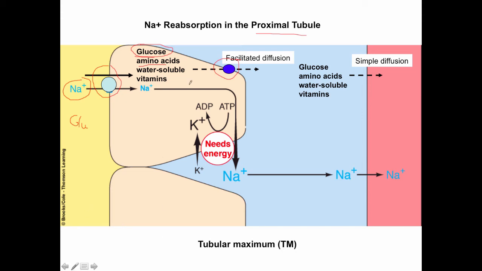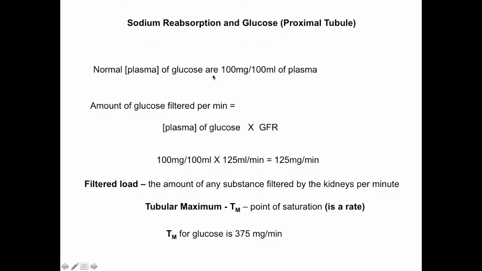So for these substances that are reabsorbed through mechanisms that use transporters, we have this concept called a tubular maximum. Okay? The tubular maximum is a rate, which is very important to keep in mind. It represents the maximal, so let's use glucose as our example. Tubular maximum is the maximal rate of glucose reabsorption. Okay? And it's limited by our available transporters. Okay, so for glucose, let's look at what this tubular maximum looks like.